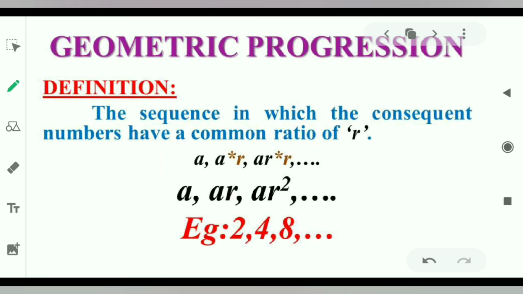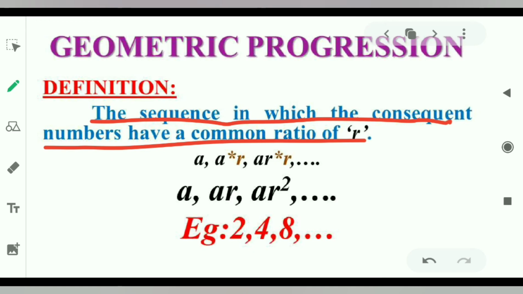Are you all ready to read the definition? Good. Let's read it quickly. The sequence in which the consequent numbers have a common ratio of r. Here, let's consider A as the first term. By multiplying the common ratio r, we are getting the second term. AR is the second term. On multiplying with the common ratio r, we are getting the third term as AR square.